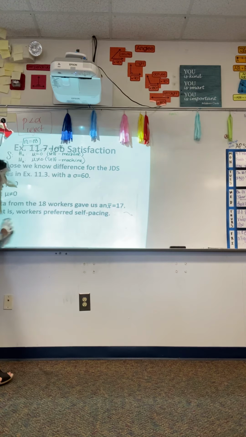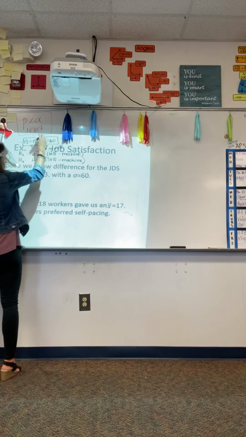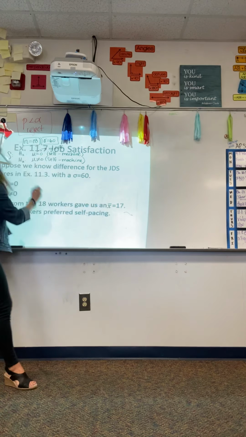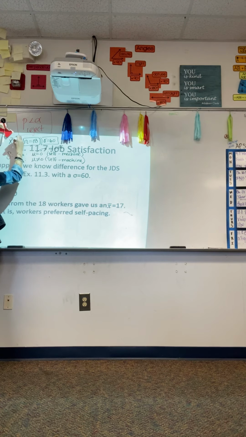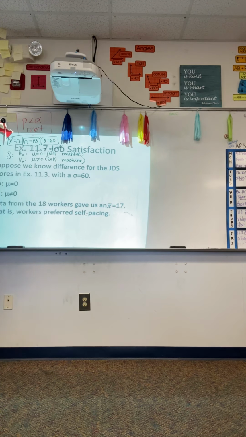Okay, here we go. This is a two-tailed test. Now we know we have a sigma of 60. So find this problem. We had 18 workers. I got an x-bar of 17. That is a positive number. Since that's a positive number, I know that they must prefer what? Yeah, they must prefer self-paced.